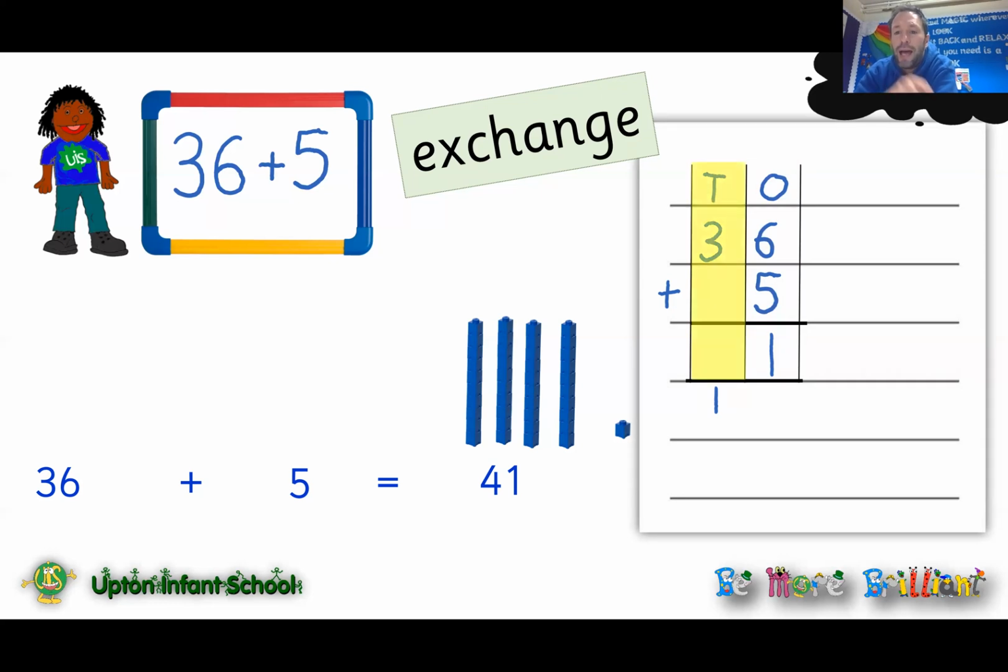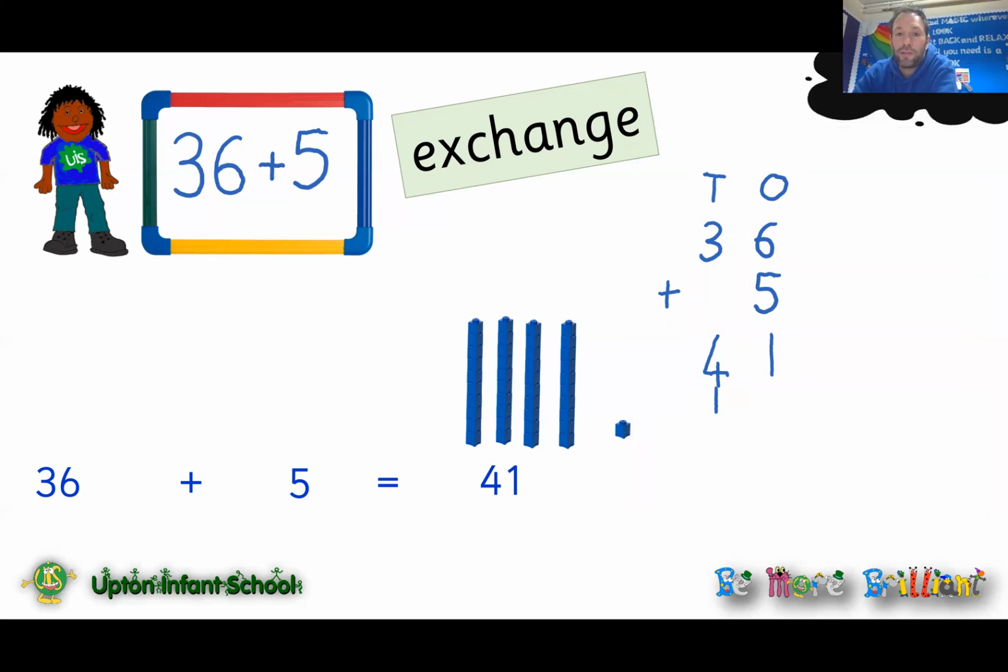I've got 3 10s and the 1 below. So I've now got 3 and 1 is 4 10s, which is 40. So my answer is 41. So we've now used our column method to add our numbers together, including exchange.